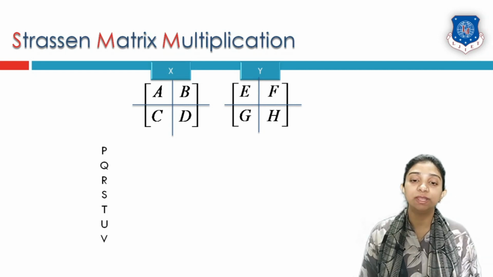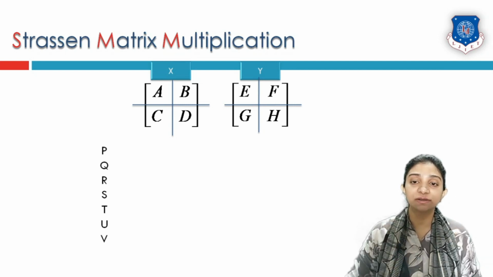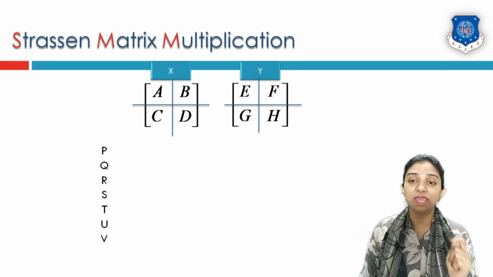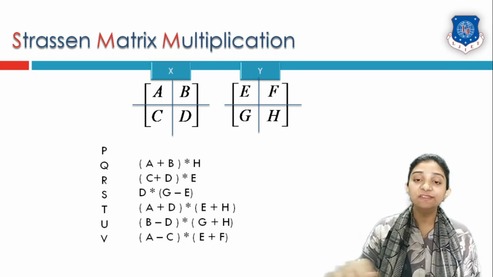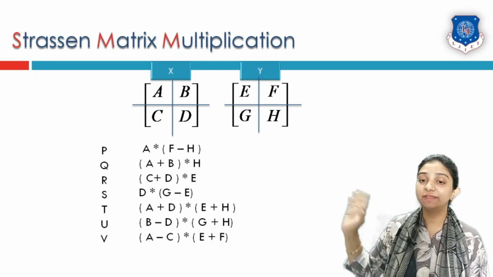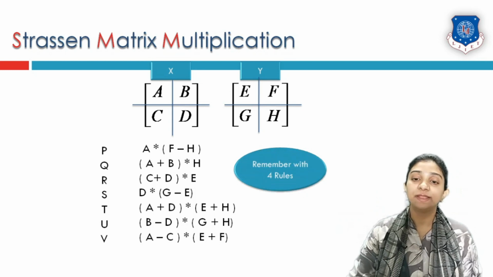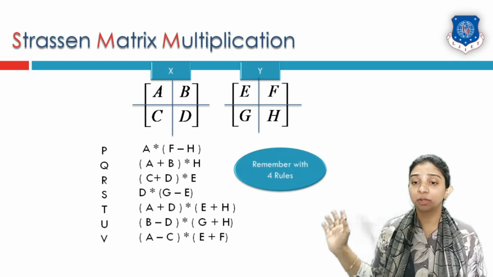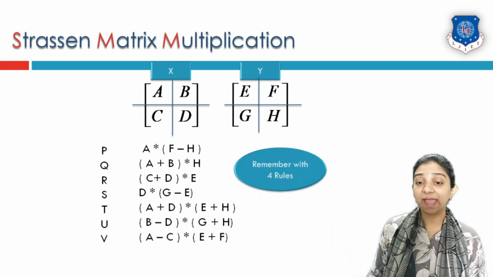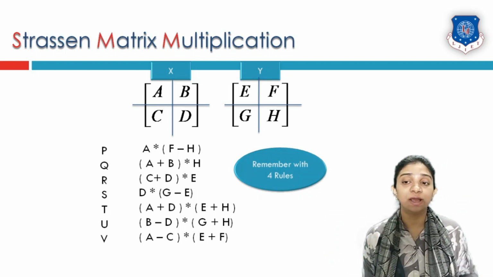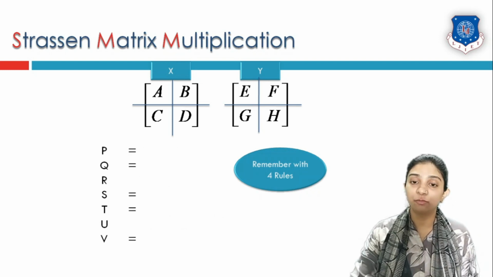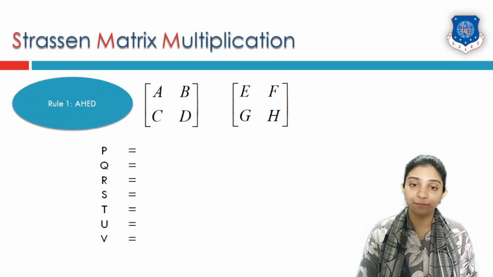Now we will create 7 terms. Let me call those 7 terms P, Q, R, S, T, U and V. Now these terms are calculated with some formulas. These formulas, if you look at them carefully, are quite confusing. But I can remember these formulas with only 4 rules. Let us see what are those 4 rules and how to develop them.